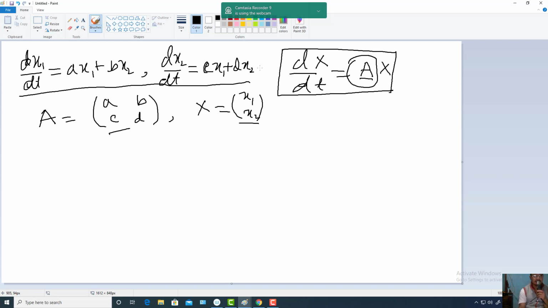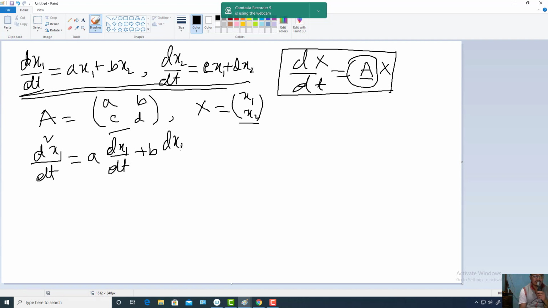Okay, so what do we normally do? Let us solve this one. First, as I told you, this system of equations can be converted into a single second order differential equation. What to do? First you differentiate this equation with respect to t. Then you get d square x1 by dt square equal to a dx1 by dt plus b dx2 by dt.